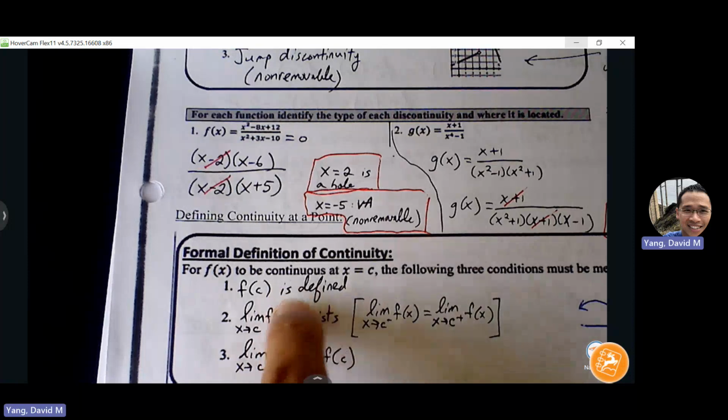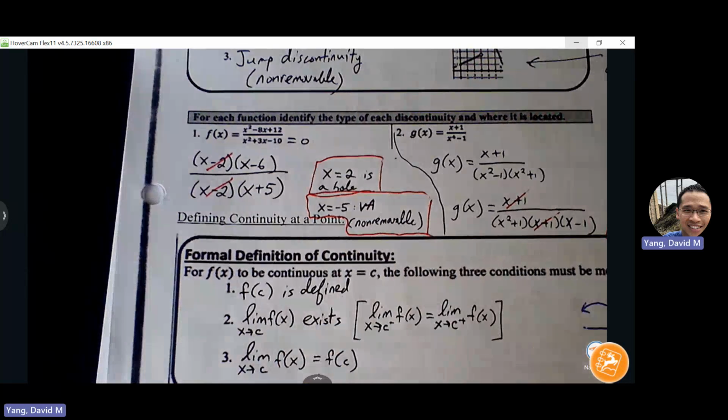Even though with the first condition, if the point doesn't exist, we already know the function is not continuous, we still don't know what type of discontinuity it is. So if it fails the first one, we still go to the second one. But if it fails the second one, we stop because we know everything we need to find. Okay.